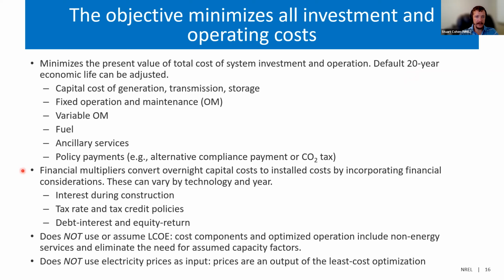And that also incorporates things like the financing of new capital investment. Essentially, in the model it boils down to how you would convert overnight capital costs to installed capital costs by accounting for things like interest during construction, tax rates and policies, and debt-equity ratios. Some of these parameters can be technology specific, and they can change over time. Like if a tax policy is enacted that has some kind of sunset, we can account for that change and how it would influence financing over time.